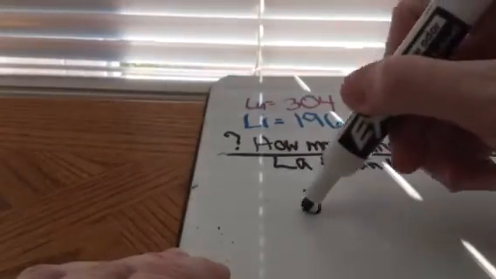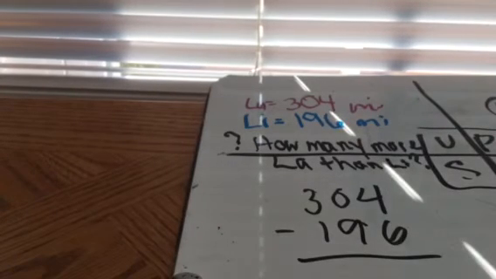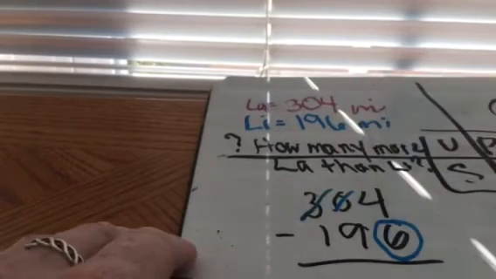So I'm going to come down here to my solve. I have 304 minus 196. So we're doing subtraction. So I'm looking to circle the bigger number. And I see my bigger number is on the floor. So that means I need to go next door to borrow 10 more. Well, I knock on my neighbor's door, but no one's home. So I have to go down the street.